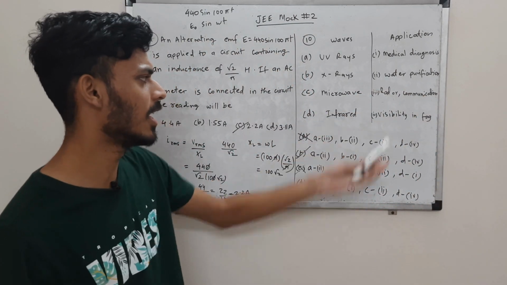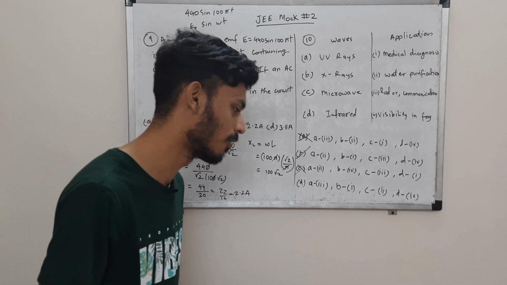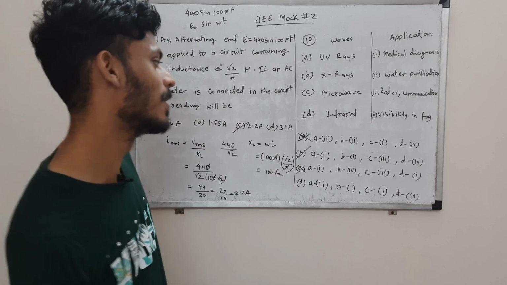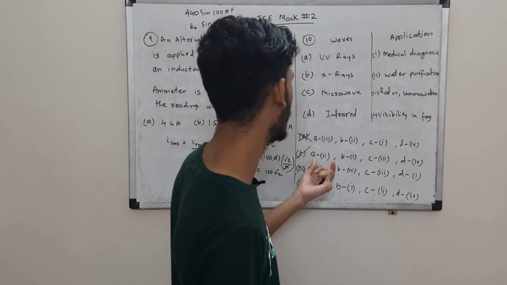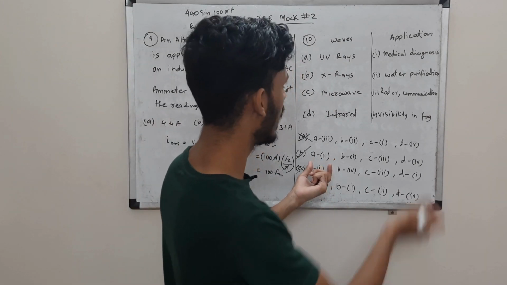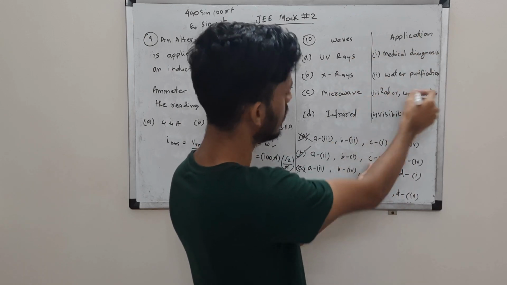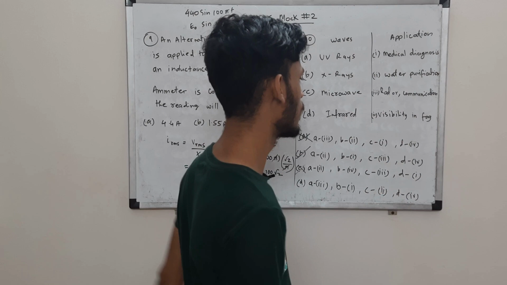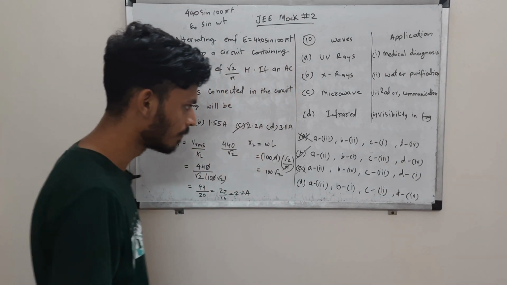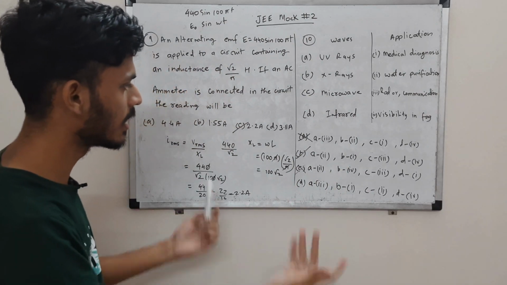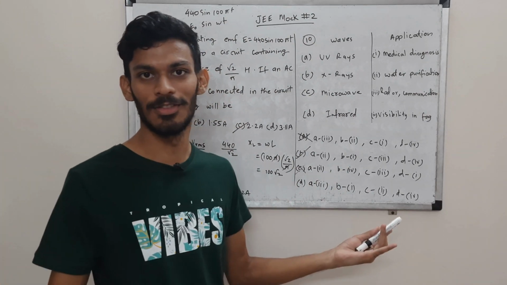Infrared is for visibility in fog. I also didn't know this, but I know it now, and you should remember it too. Might come up in your JEE paper. So correctly matched: this is for water purification, this is for medical diagnosis, this is communication, and D is for visibility. So here what is wrong? Here A is wrong. So option B is correct. Let's move to the next set of questions.